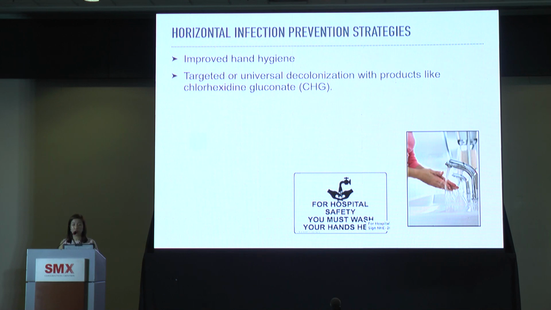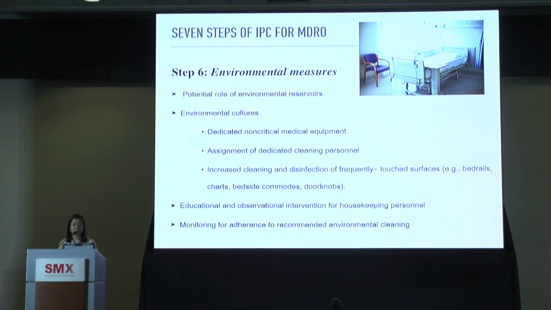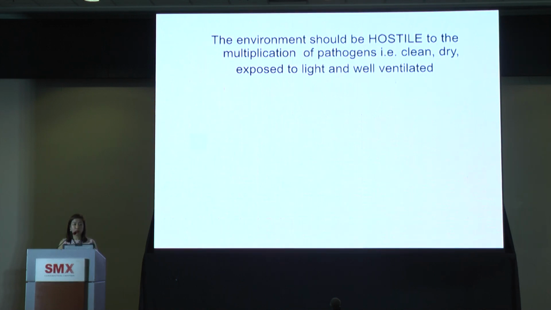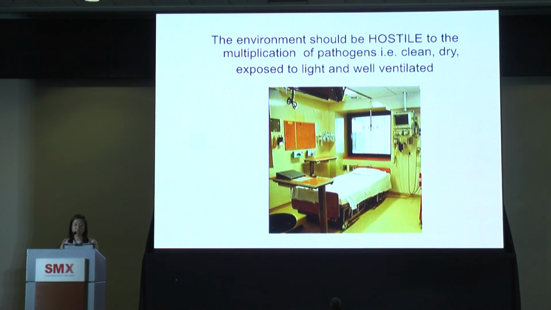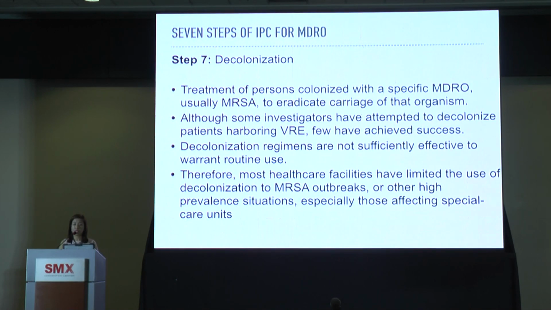So it includes hand hygiene and use of chlorhexidine. So going back to the CDC guidelines of 7 steps of control for MDROs, environmental measures are also vital. We all know that the environment should be hostile to the multiplication of pathogens. So it should be clean, dry, exposed to light, and well ventilated so as not to support the growth of these multi-drug resistant organisms. Lastly, you have decolonization, particularly applicable for MRSA cases, since some investigators have attempted to decolonize patients having VRE, but few have achieved success.